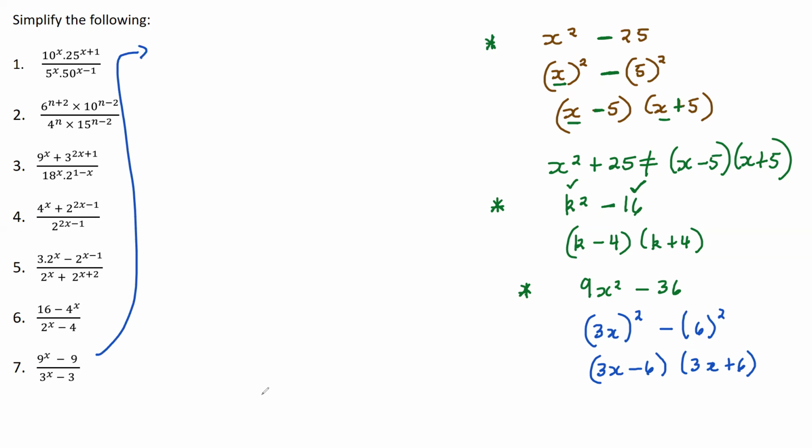Look at number 7. Same idea. Number 7: 9 to the power x minus 9, over 3 to the power x minus 3. I want to introduce to you a method where you become a bit clever when you're dealing with this. Now, don't do Chuck Norris maths, please.